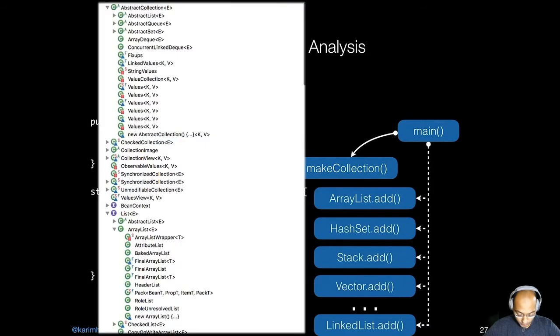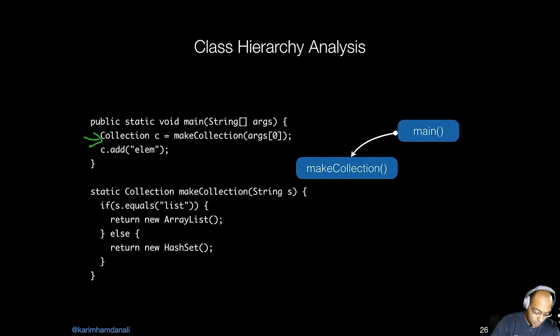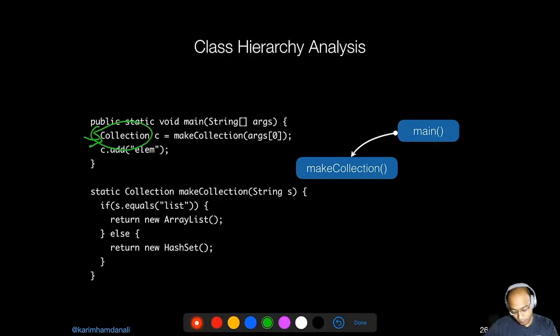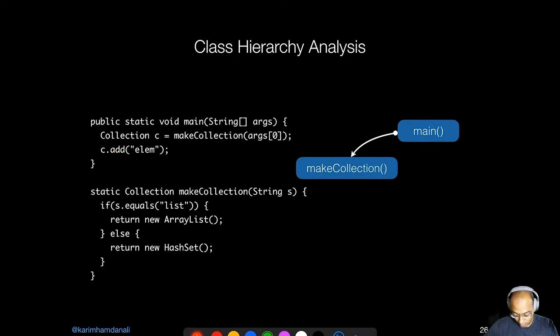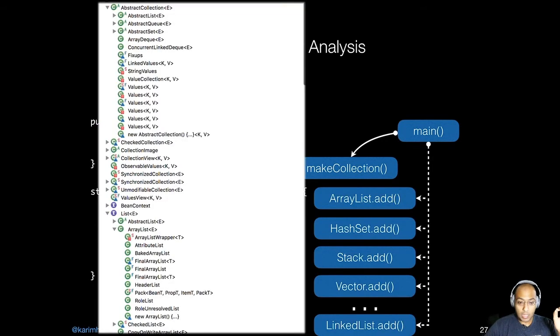So far so good. Now for the c.add, in class hierarchy analysis, given the name of the analysis, it only looks up the class hierarchy that is available in the program. In this case, it will look up the class hierarchy and see that the type of c is Collection. So I'm going to check every single method add in a class that is either Collection or one of its subclasses, which is the class hierarchy in the program.